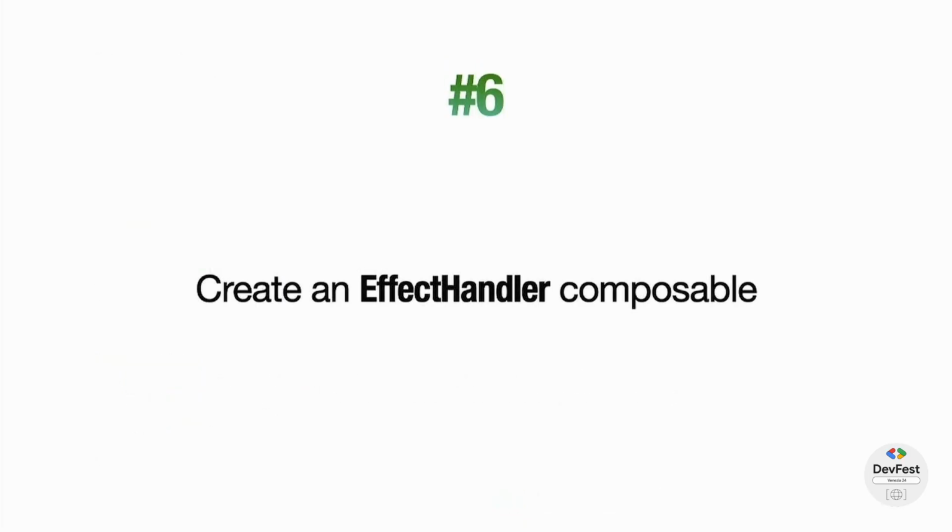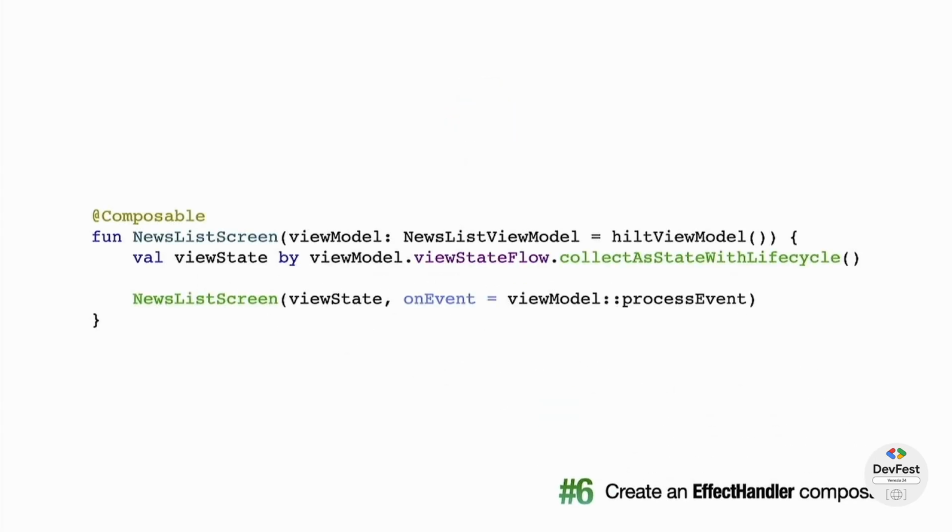The sixth is related to this because, if you noticed, I told you about state, event, and effects. So what happens with the effects? The next tip is about that: create an effect handler. You remember what I said, that the composable should only do one thing? So it's not a good thing to also handle the effects in the same composable that you draw UI, right? So you can use a separate composable for that, which is the effect handler.